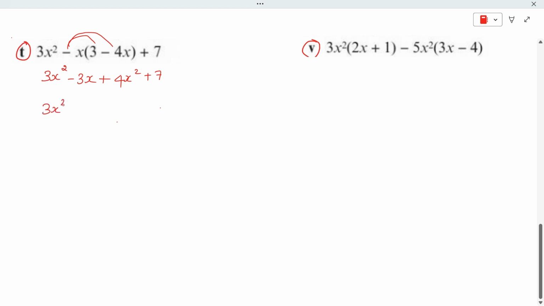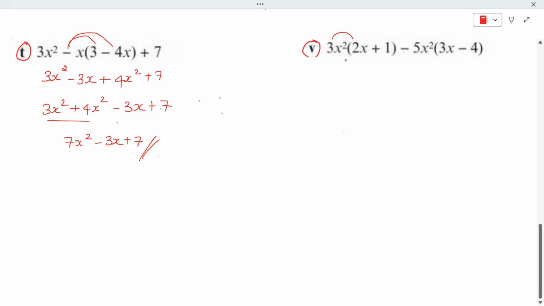So 3x square and plus 4x square are like terms, minus 3x plus 7. So when you combine this, it is going to be 7x square minus 3x plus 7. This is your answer. Come to the next sum.